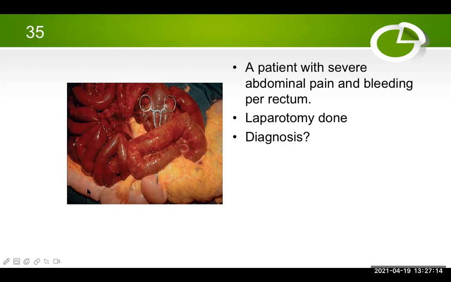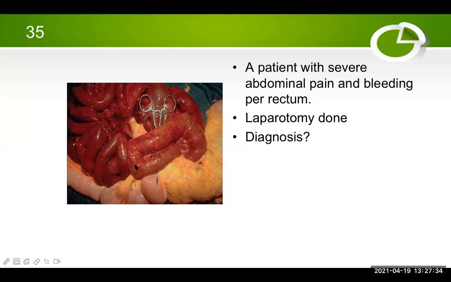See this. This is the normal bowel. You can clearly see it. Just compare. This is a normal bowel, and see how dark this is. Heavily congested and a little bit going towards black color as well. So this is a clear-cut case of ischemic bowel. This is also known as mesenteric ischemia.